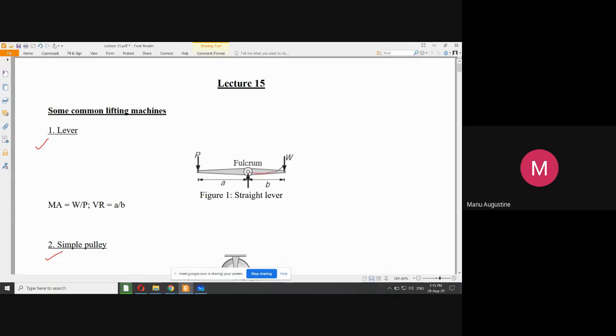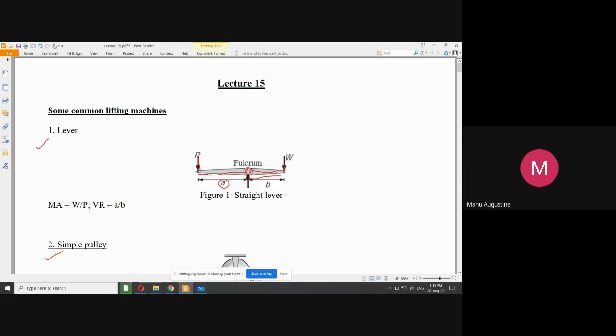A lever is basically a straight, single rod which is attached with a fulcrum. This allows the rotation of the rod, and here you apply the weight or the load, and here you apply the effort. And these A and B are not the distances moved by the effort and weight. No, these are the lengths of the effort arm and the load arm. We will call this the load arm and this the effort arm. So A and B are not the distances moved by P and W.